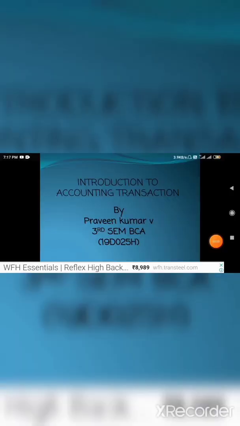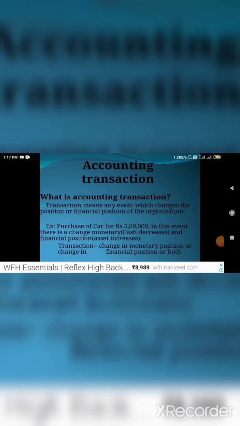Today I am going to talk about introduction to accounting transactions. We can go to the presentation one by one. Introduction to accounting transaction. What is accounting transaction? Transaction means any event which changes the monetary position or financial position of the organization.